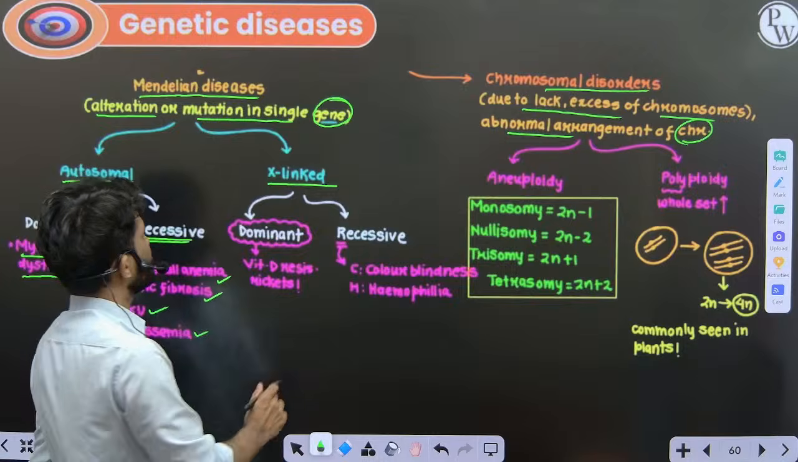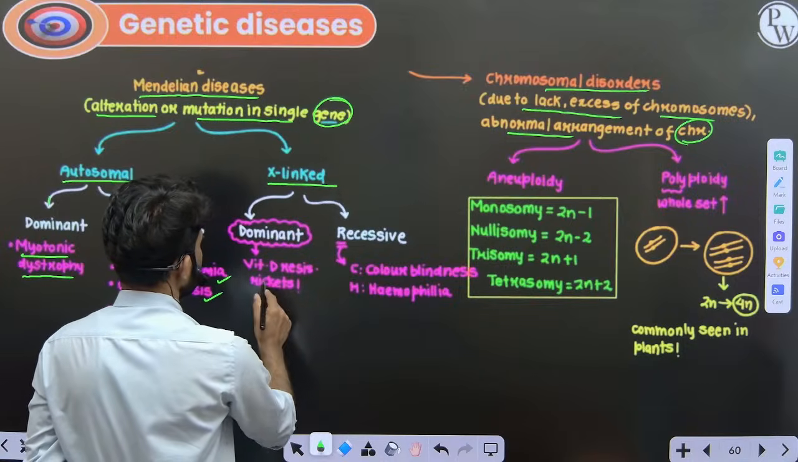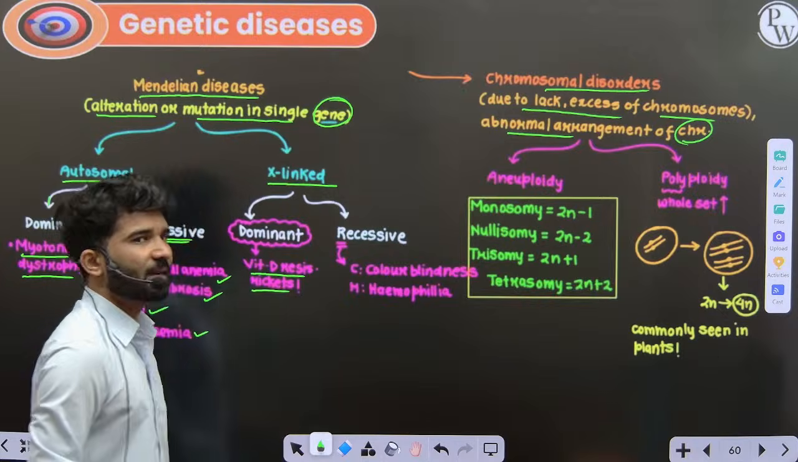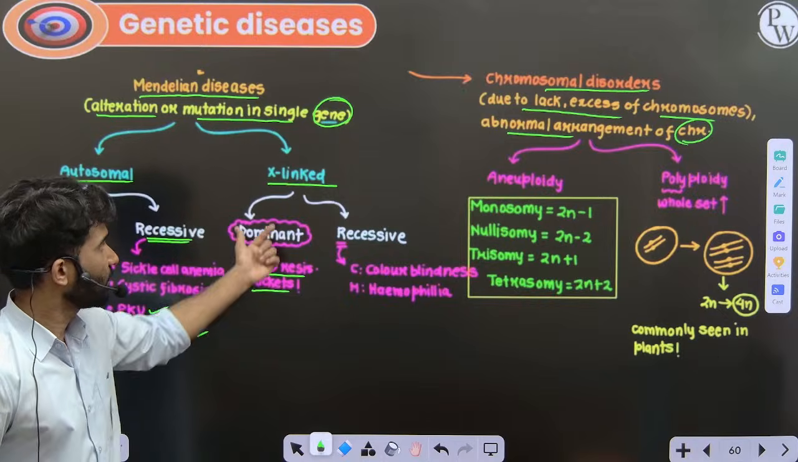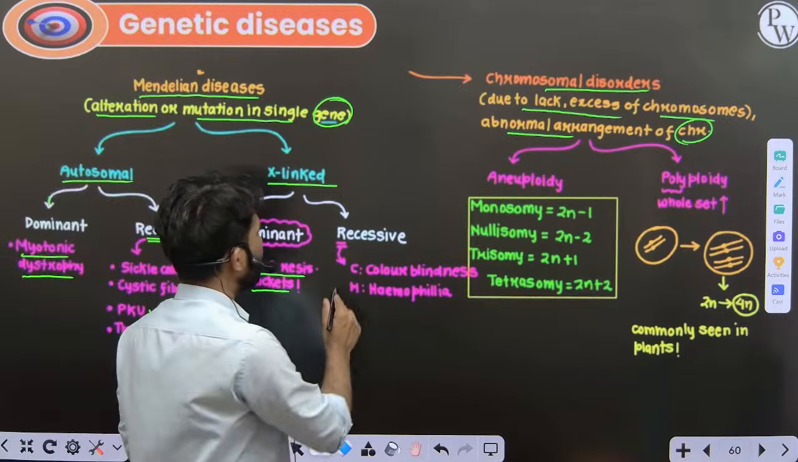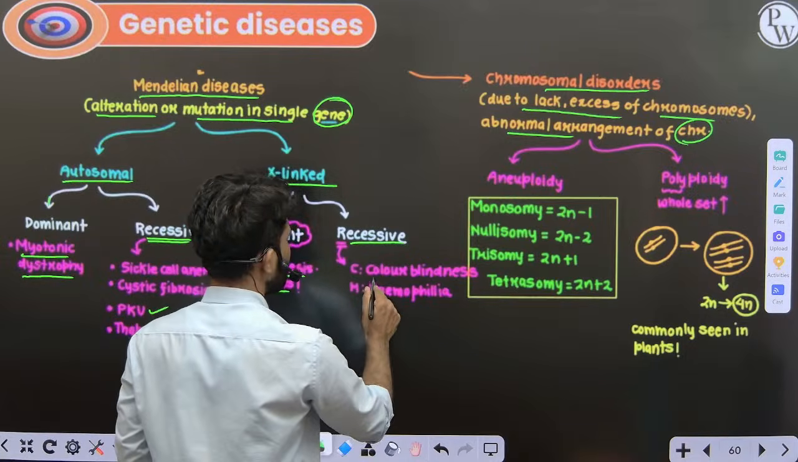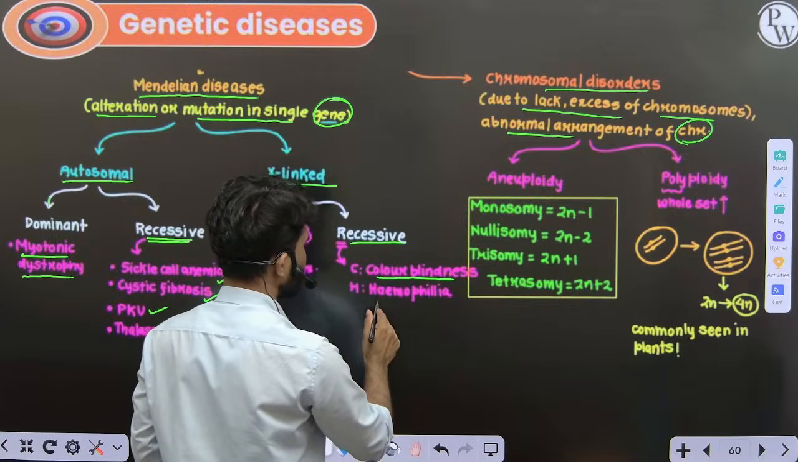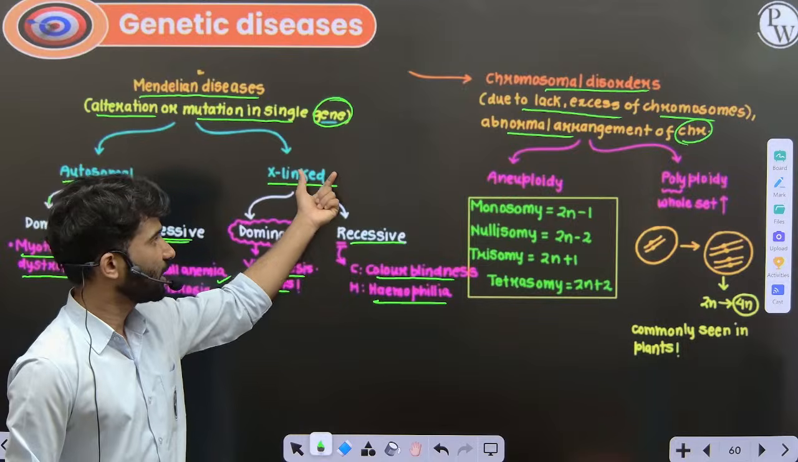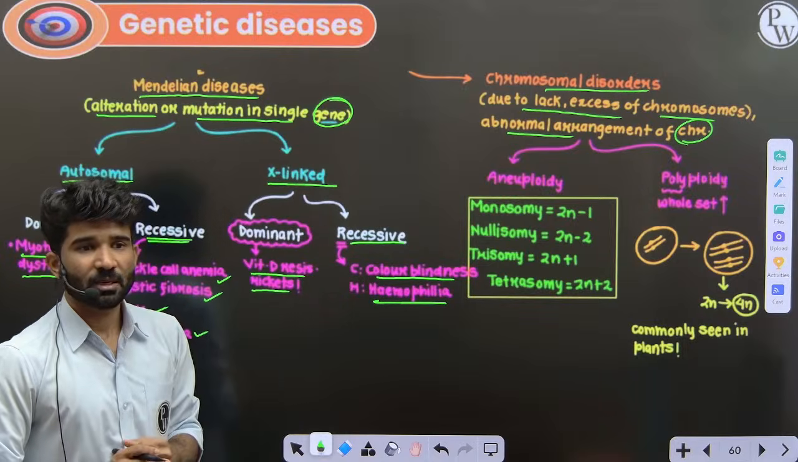Right. When it comes to X-linked dominant, it is not mentioned, but you should just know about it. Vitamin D resistant rickets is an example of an X-linked dominant disorder. When it comes to X-linked recessive, there are only two given as examples. One is color blindness, another one is hemophilia. Those are examples of X-linked recessive disorder.